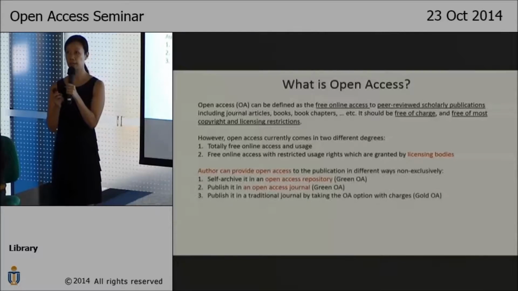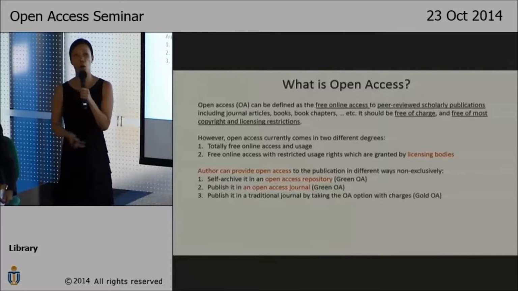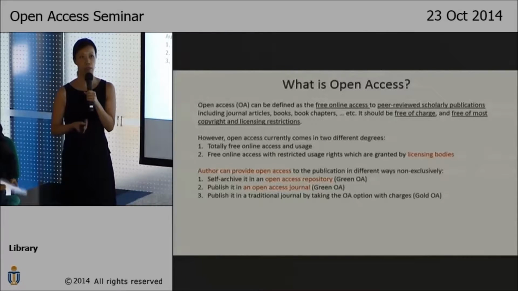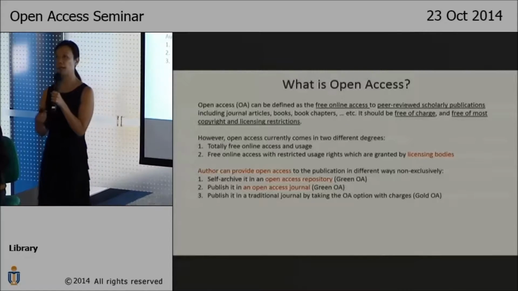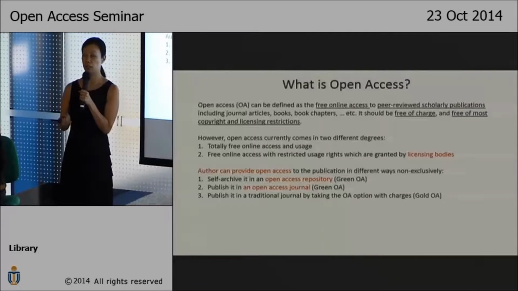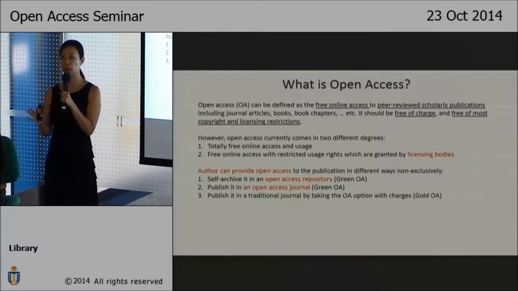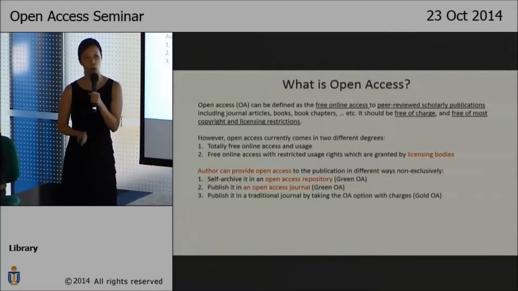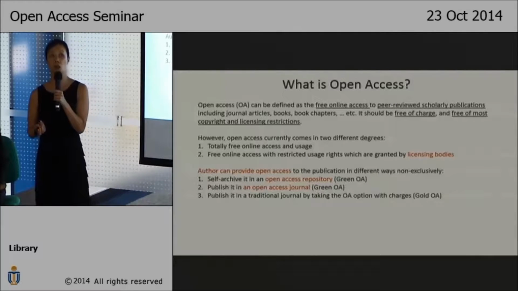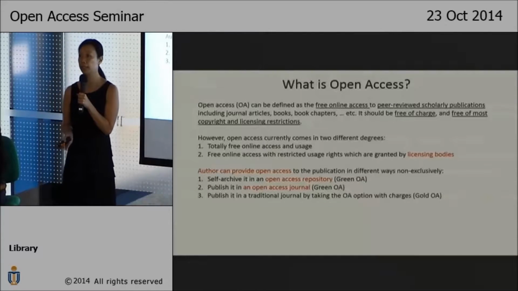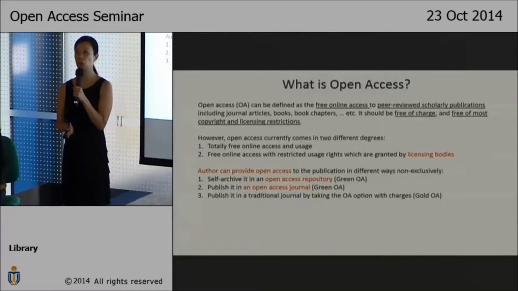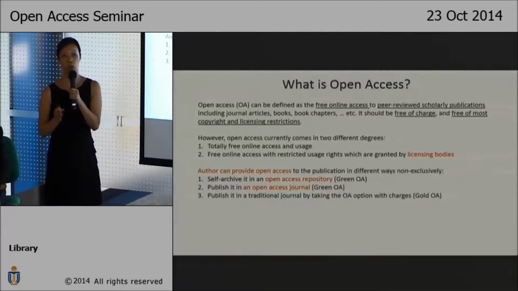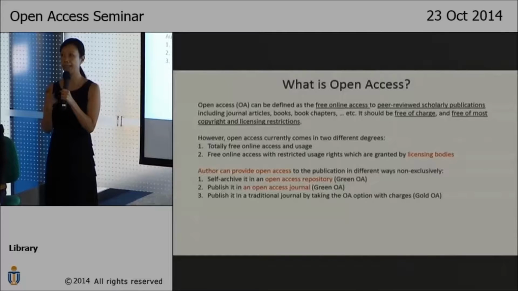Right. So if you are an author, you can provide open access to your publications in different ways, non-exclusively. Firstly, you can archive your publications in an open access repository. We call this Green OA. Or you can publish it in an open access journal. It's also Green OA. Or you can publish it in a traditional journal by taking the OA option with charges, which we call Gold OA, because you need to pay.